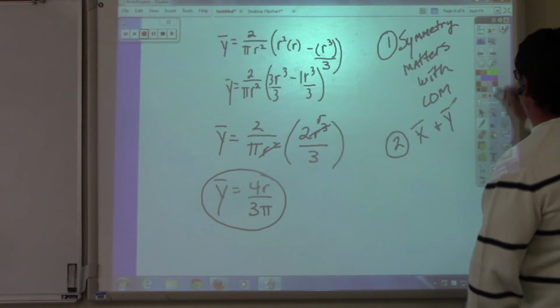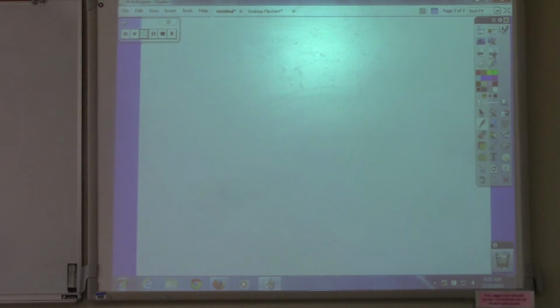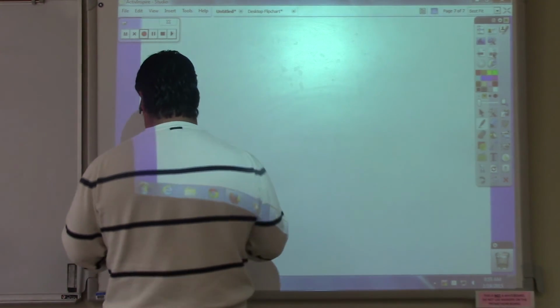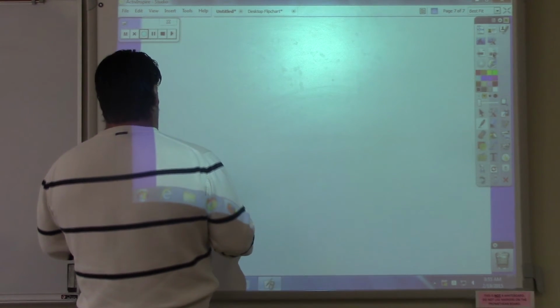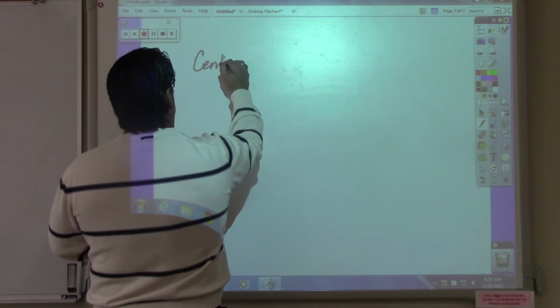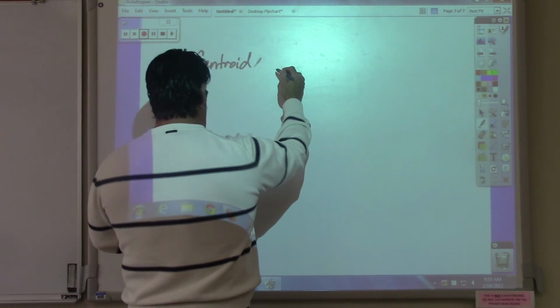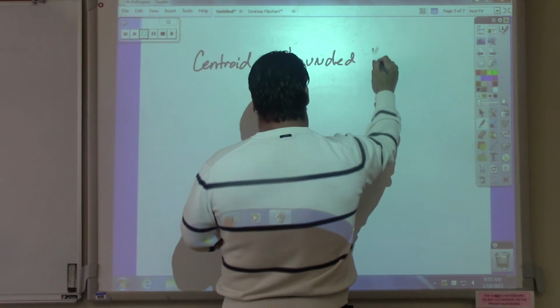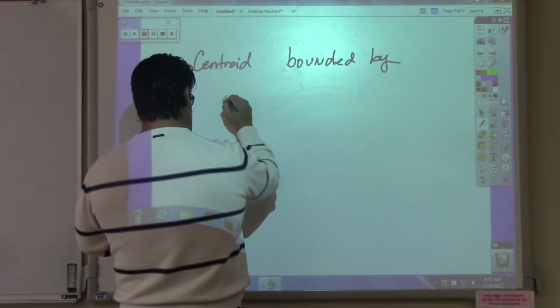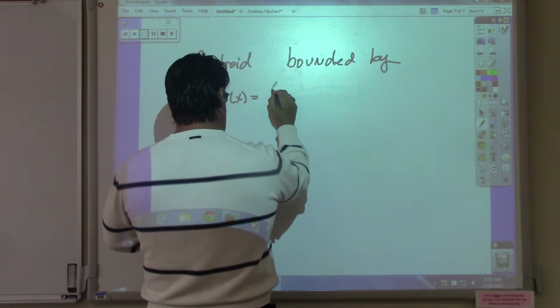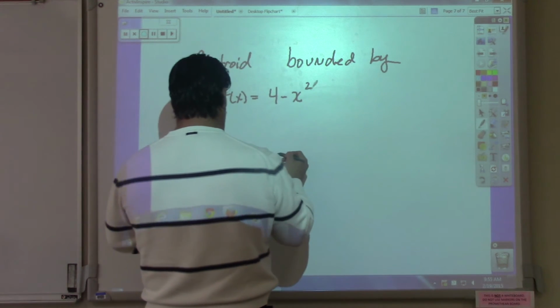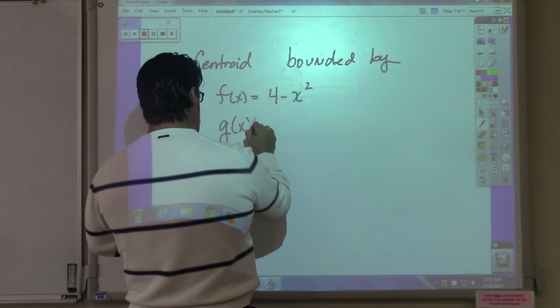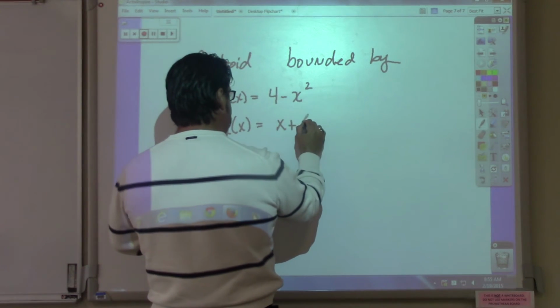But now, what if you got something like this? And I know it's getting close to time for y'all to go because some of y'all are having heart attacks. Let's go with something like this for y'all to work on. Find the centroid of the region bounded by 4 minus x squared and g of x is equal to x plus 2.